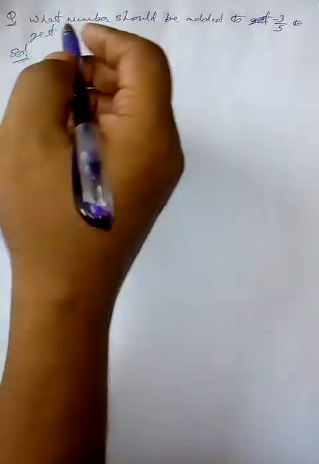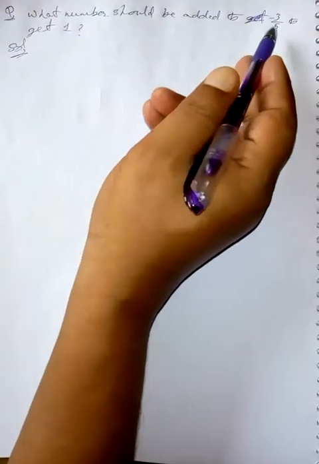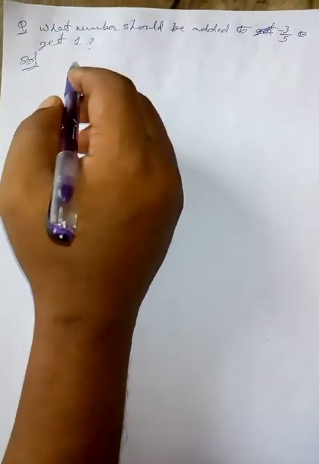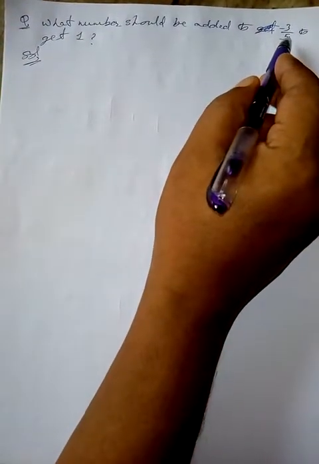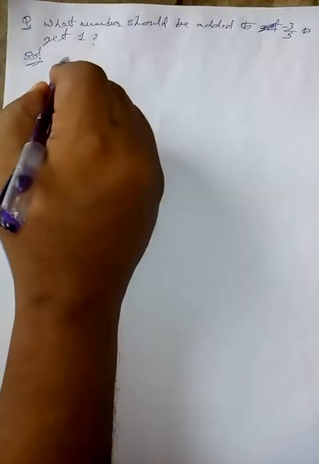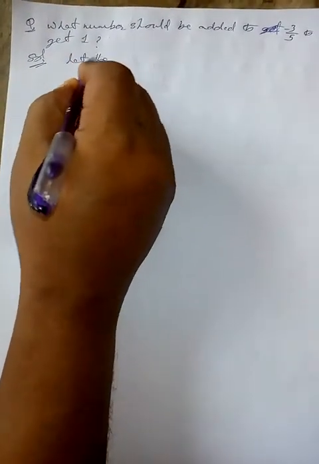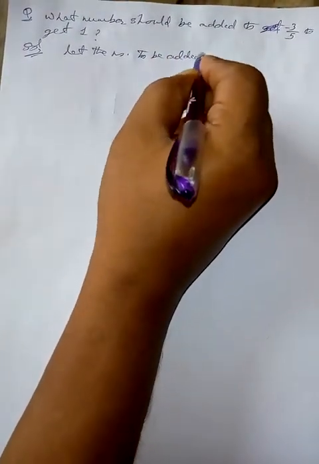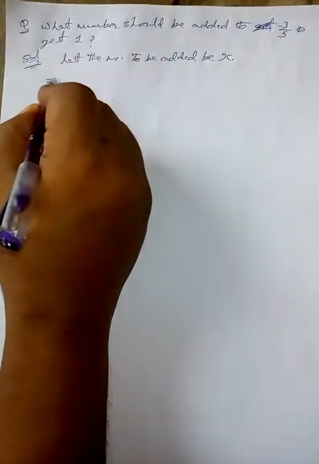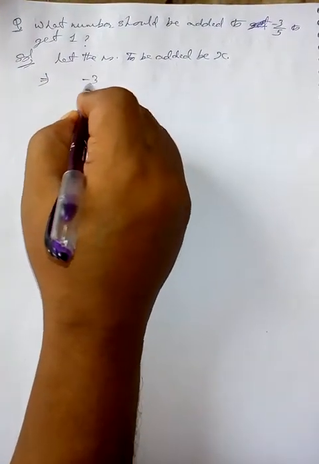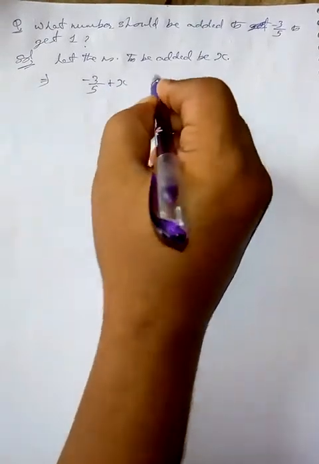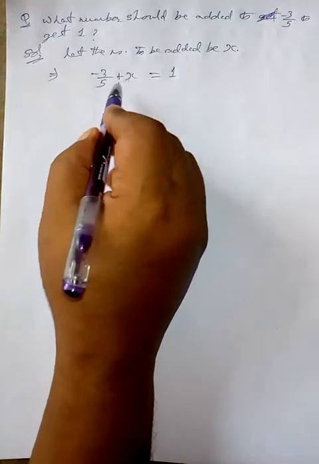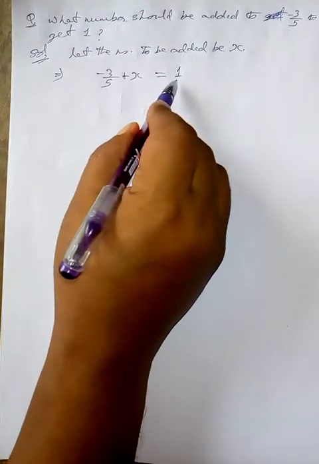Next question is, what number should be added to minus 3 by 5 to get 1? minus 3 by 5 में कितना number add करेंगे तो 1. So let the number to be added be x. So this implies minus 3 by 5 plus x will be equal to 1. Means if x is added to minus 3 by 5, it gives 1.